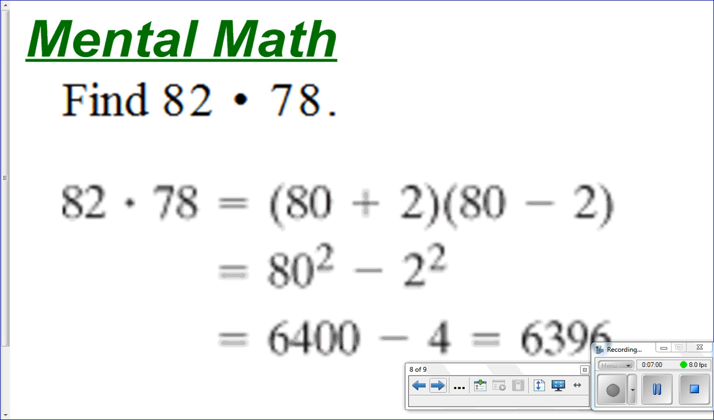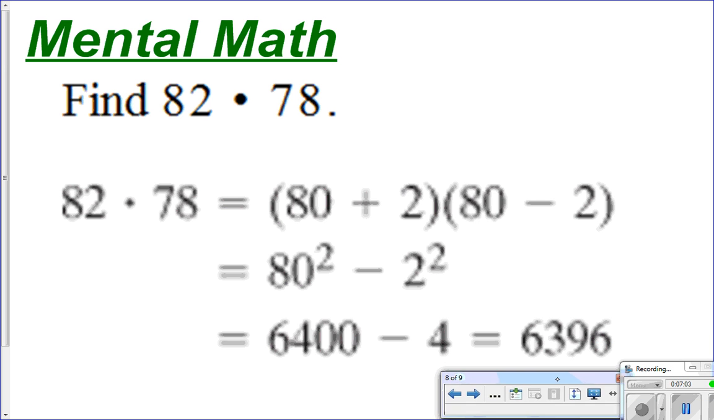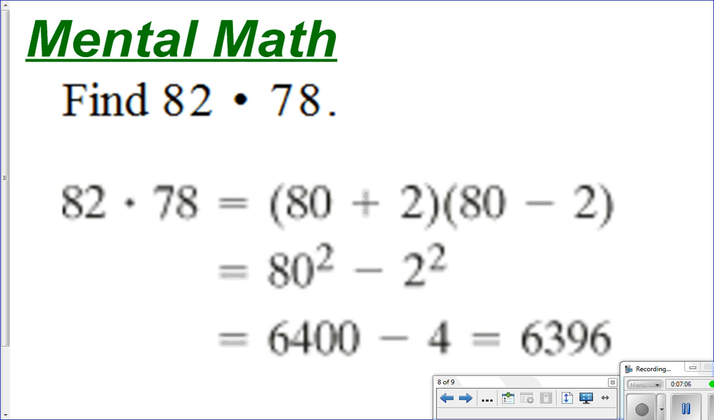Alright, and then mental math. Certain times you have a multiplication problem that you can rewrite and work out like the FOIL method. So it says find 82 times 78. Well, 82 can be written as 80 plus 2, and 78 can be written as 80 minus 2. And so it's a difference of squares because it's (80 + 2) times (80 - 2). So you do 80 squared minus 2 squared, and you get 6,400 minus 4, or 6,396. And that's what 82 times 78 is.